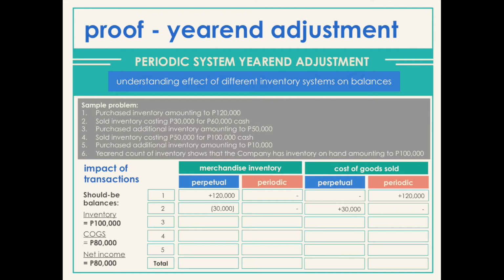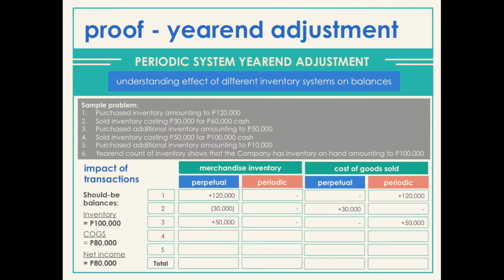3. Purchased additional inventory amounting to 50,000 pesos. The impact of this transaction will be the same as the first transaction. We have an increase in merchandise inventory of 50,000 under the perpetual system and an increase in cost of goods sold of 50,000 under the periodic system.